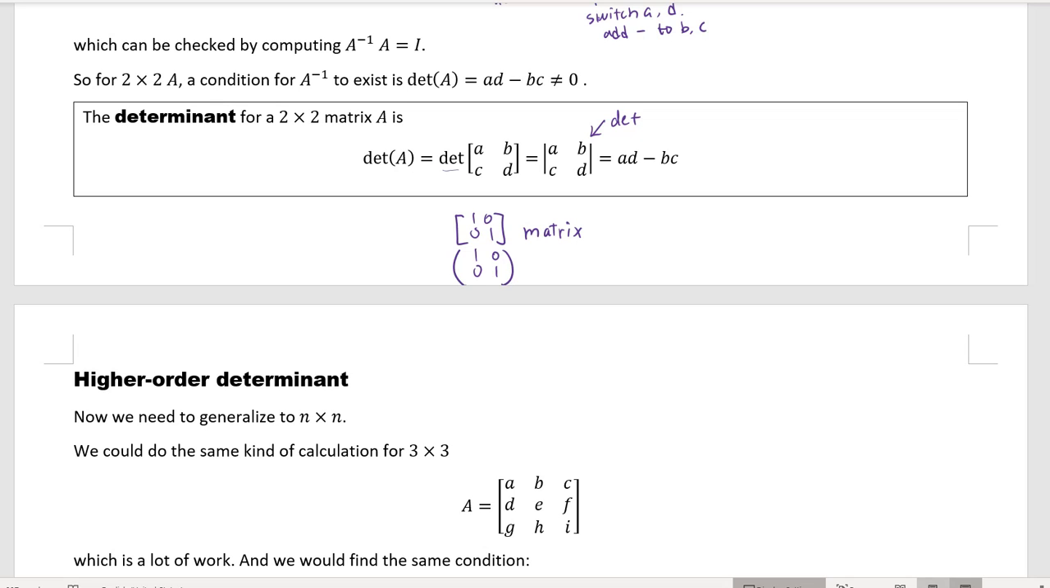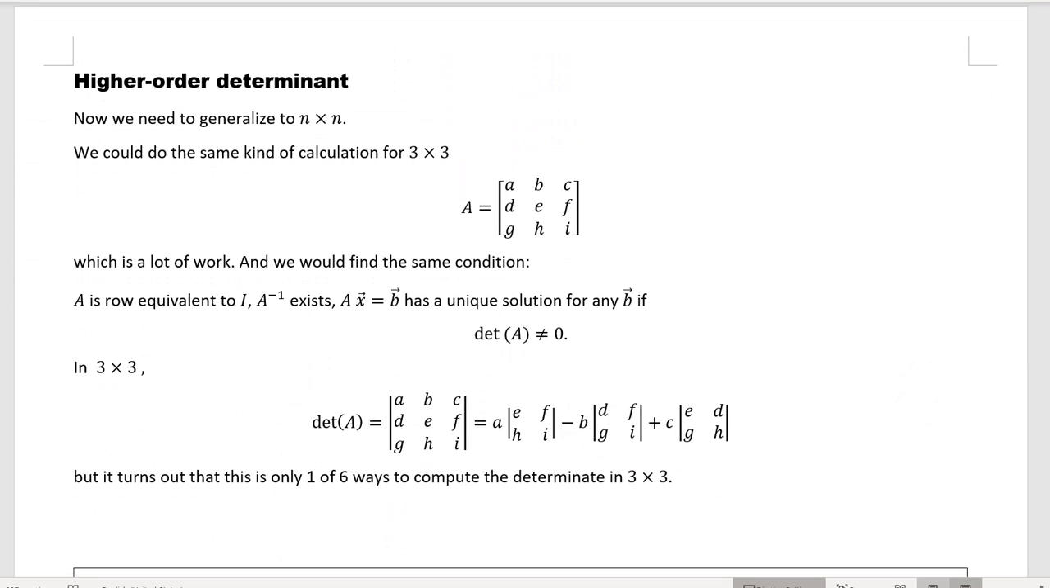Hi everyone! Last time we talked about determinants of a 2x2 matrix is AD minus BC, and the inverse of a matrix exists if the determinant is not 0. So today let's continue to look at higher order determinants. So let's generalize to n by n matrix.